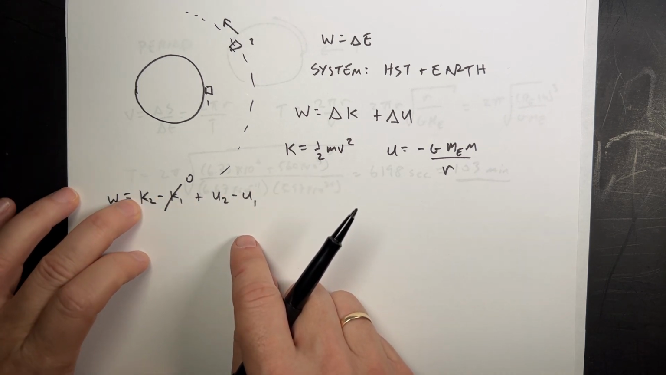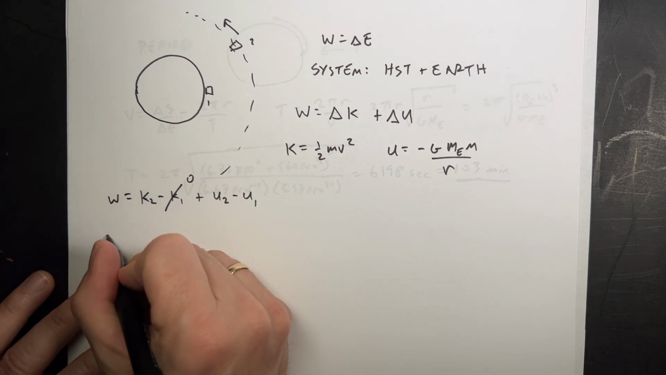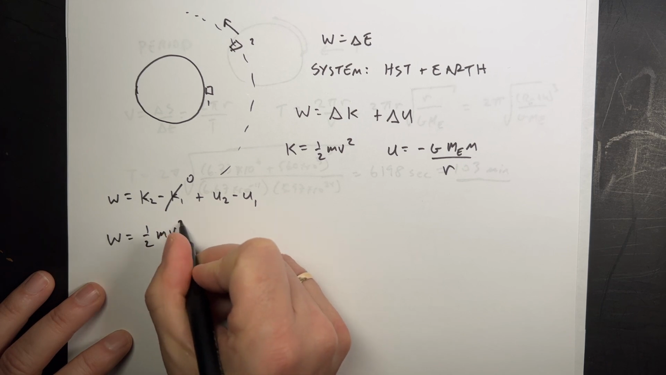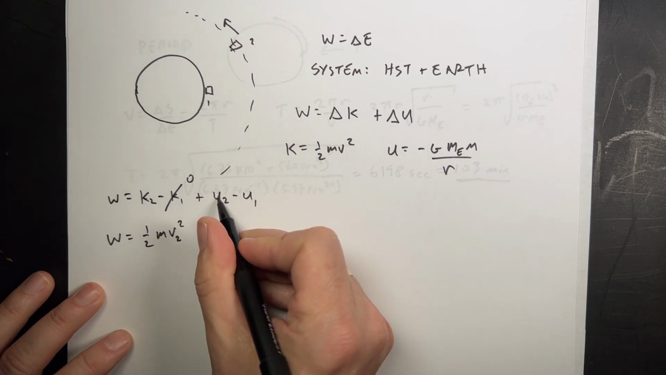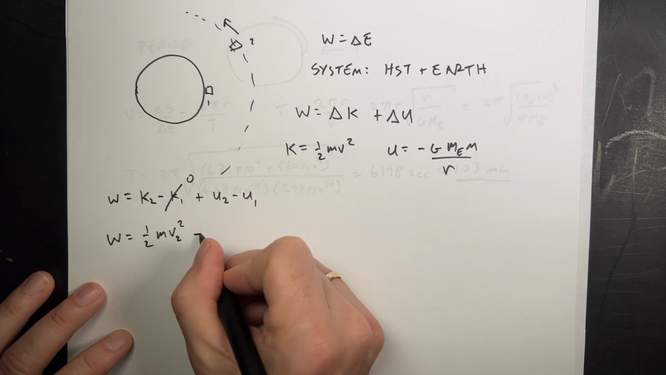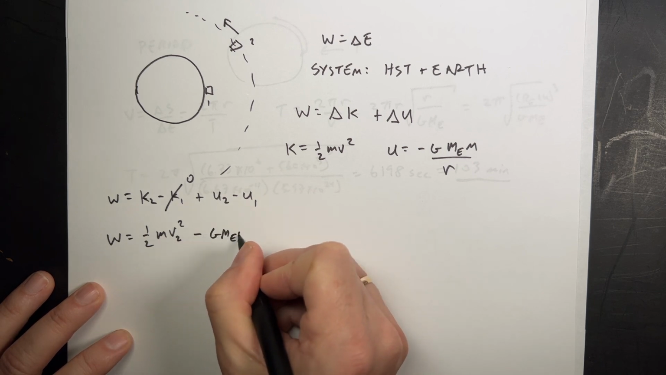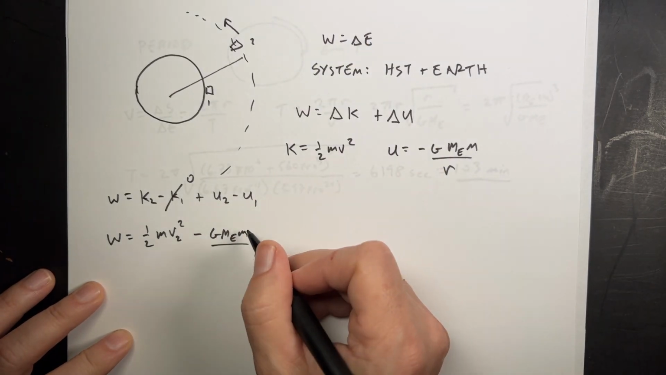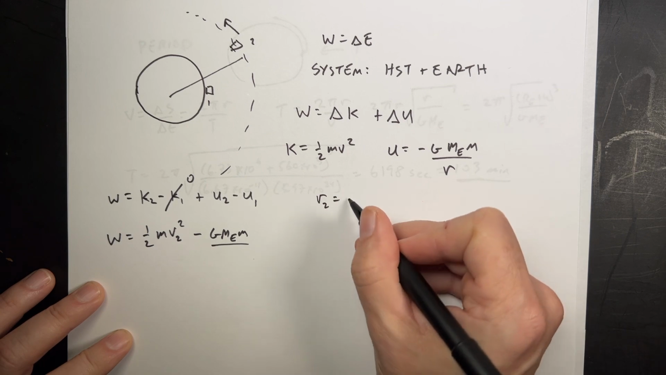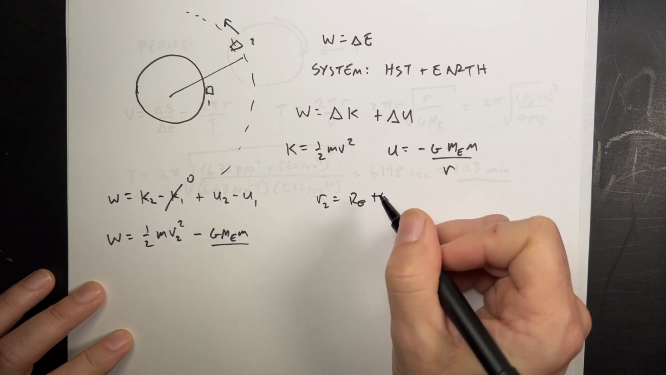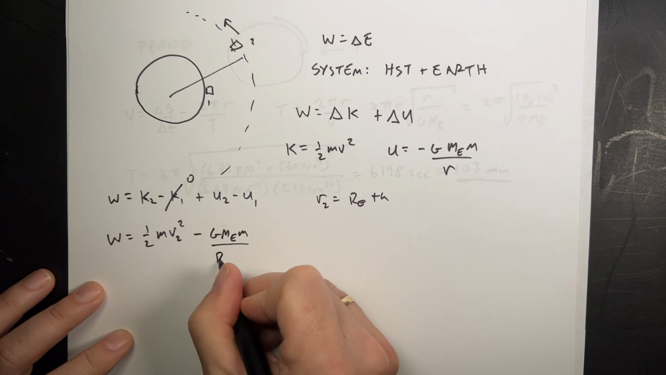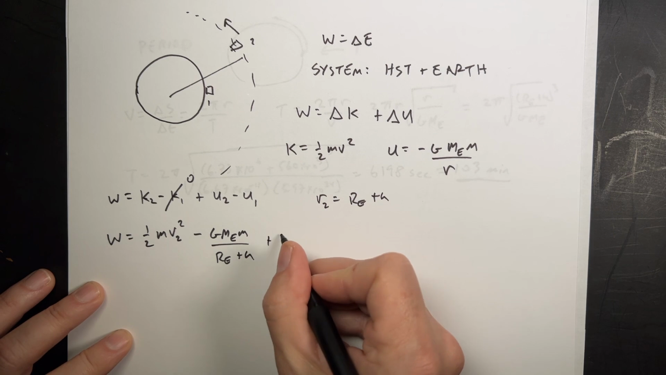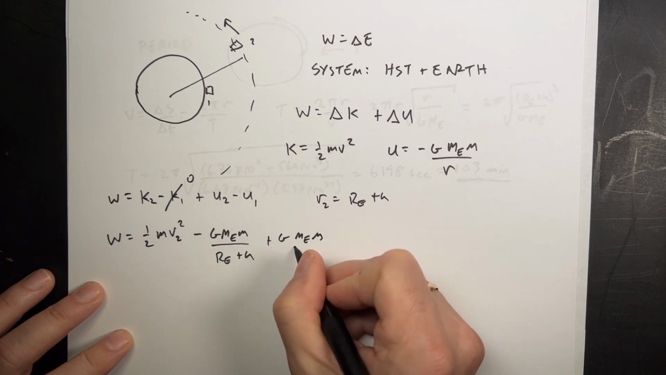So let's just calculate. Let's put in expressions for these. So work is the final kinetic energy, 1/2 mv2 squared, plus the final potential energy, negative G, mass of the Earth, mass, over r. But this r2 is going to be equal to, let's just say r2 is the radius of the Earth plus h, right? That's where it ends up. So the radius of the Earth plus h, and then minus a negative, so plus G, mass of the Earth, mass, over the radius of the Earth.